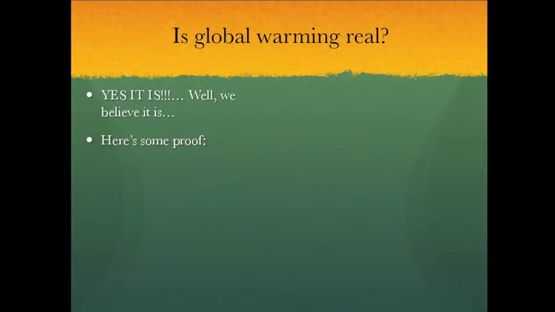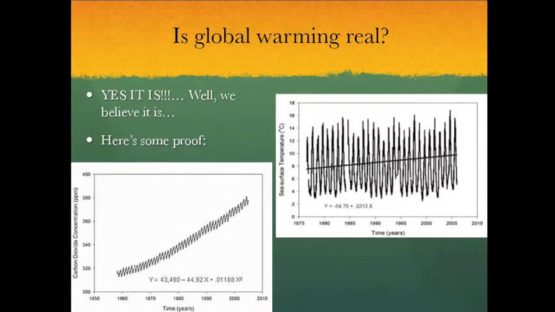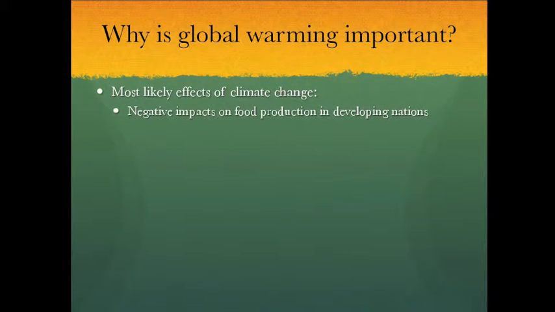The graph on the left is showing how carbon dioxide concentration is increasing over the years, and the graph on the right is showing that the sea surface temperature is gradually increasing as well. As for why it is important, well, it negatively affects the food production in developing nations.